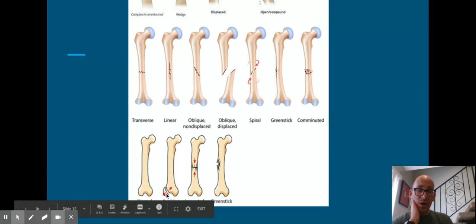Avulsive, so this would be the tendons attached here, and then as the tendon's under stress, it rips a part of the bone off. An impacted compaction fracture where you have that pressure going there, and then I have another green stick or green stem fracture there. Okay.